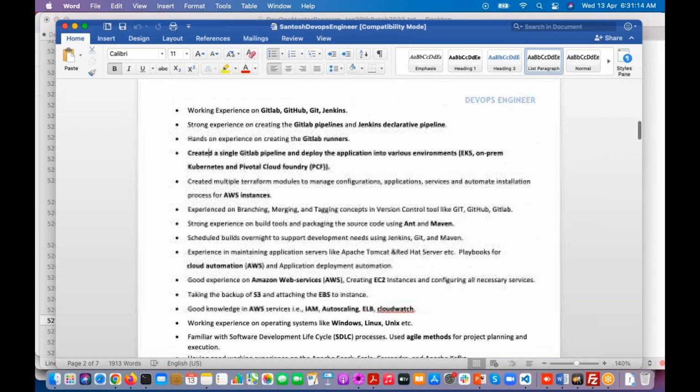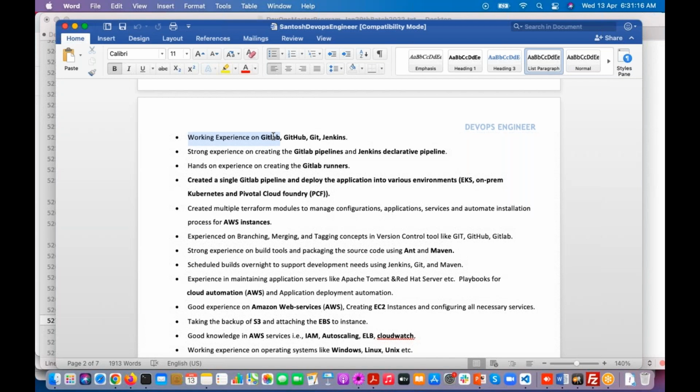You see here, working experience on GitLab, Bitbucket, and Git, Jenkins. Easily you can understand. Strong experience in creating GitLab pipelines. Instead of GitLab pipelines, you can keep Jenkins declarative pipelines. Or instead of Jenkins declarative, just mention the generic one, Jenkins pipeline scripts, so it may be declarative or scripted. Hands-on experience on creating GitLab runners.